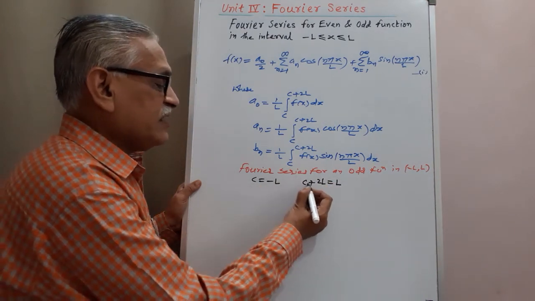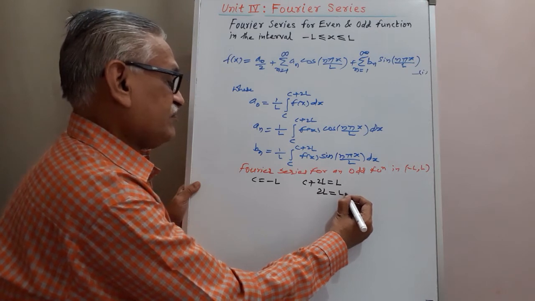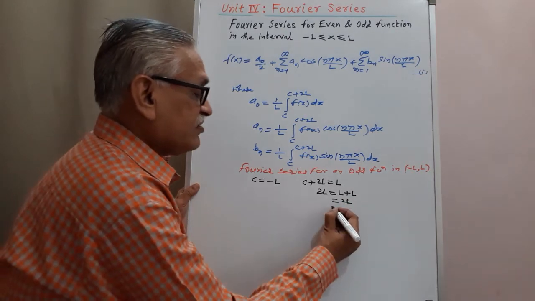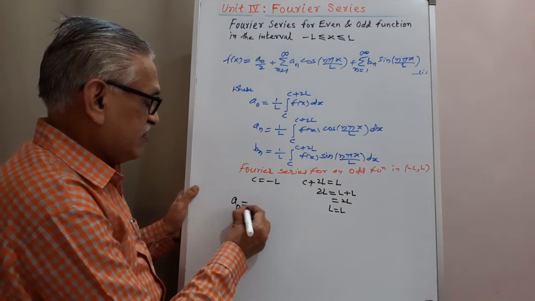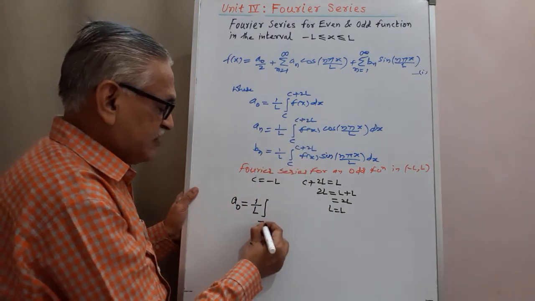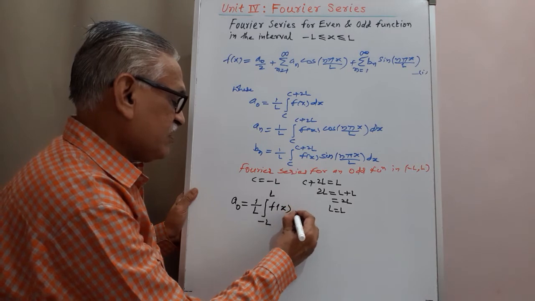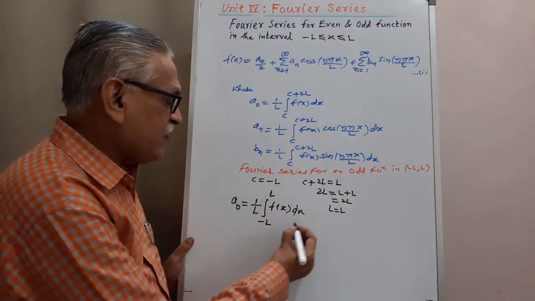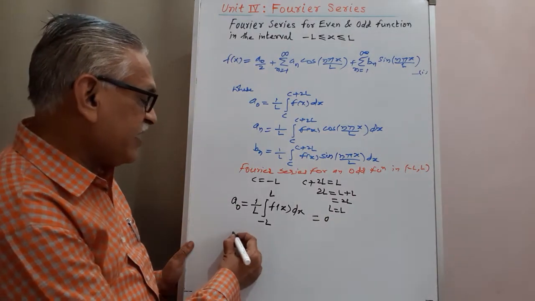Substituting the value of C as minus L, it becomes minus L plus 2L, we get it is L, and therefore lower limit is minus L, upper limit is L, and therefore that a0 becomes 1 by L, integral from minus L to capital L of function f of x dx, which is an odd function, and as per that property, if it is an odd function, its value is 0.